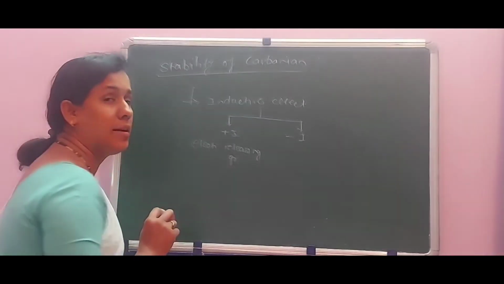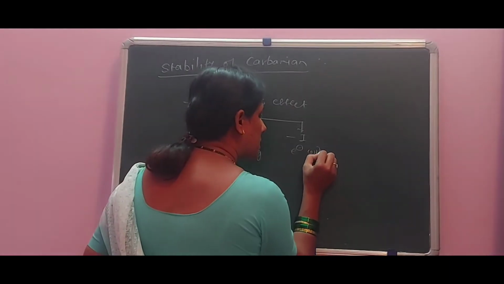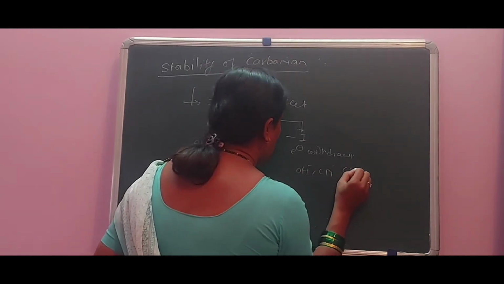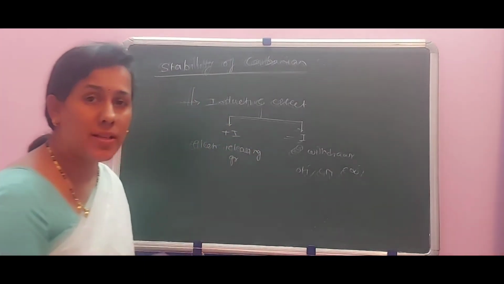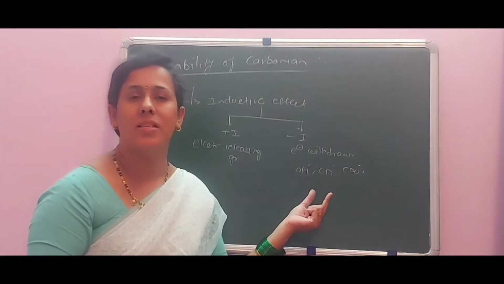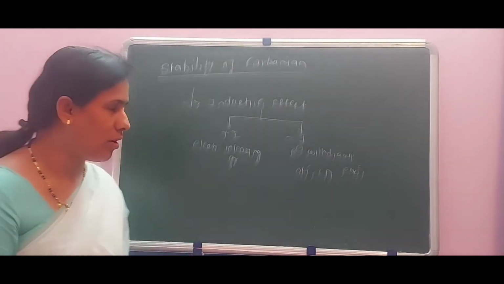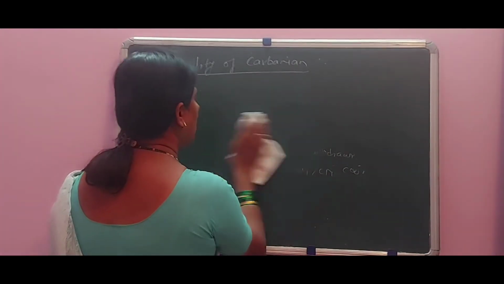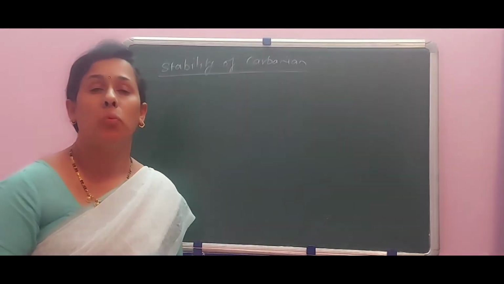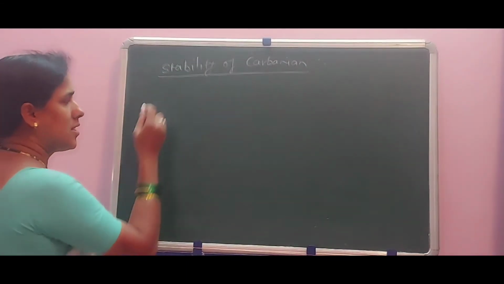When electron releasing groups are present, it is called a plus I effect, and electron withdrawing groups such as OH minus, CN minus, CO minus, when present along with the negatively charged carbon with its lone pair of electrons, at that time we call it the negative inductive effect. Due to the negative inductive effect and minus M effect, the negatively charged carbanion is stabilized and thus its stability increases.